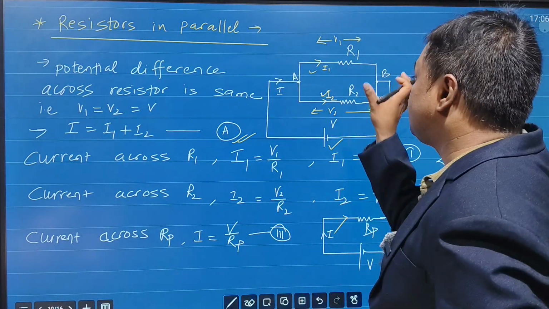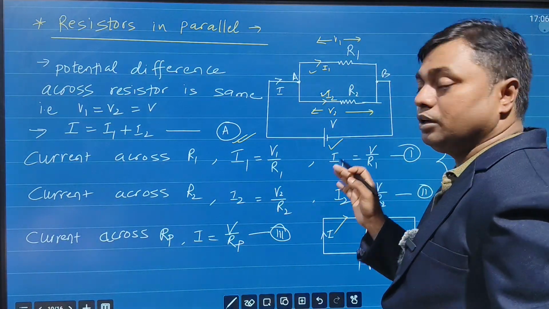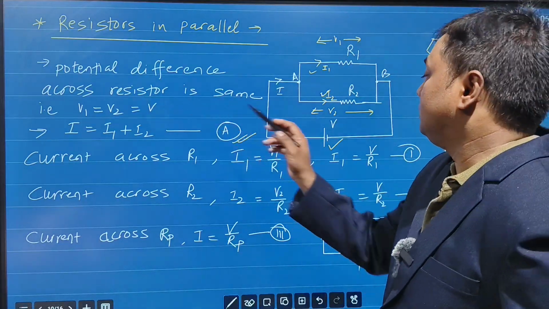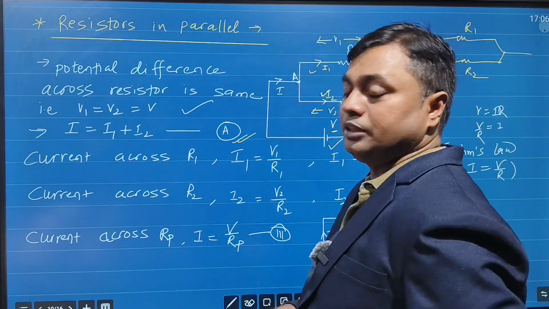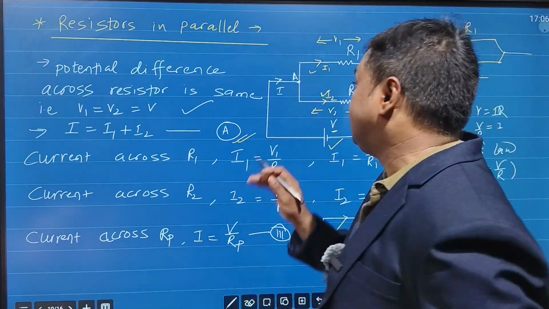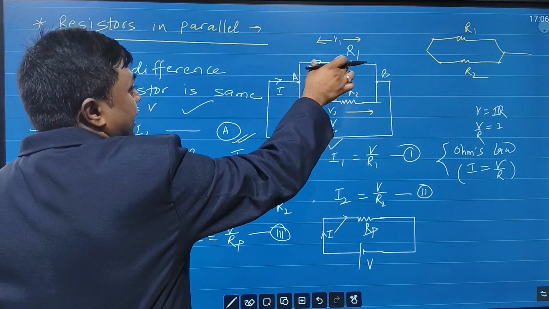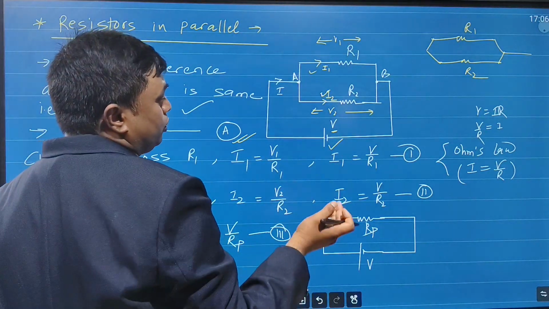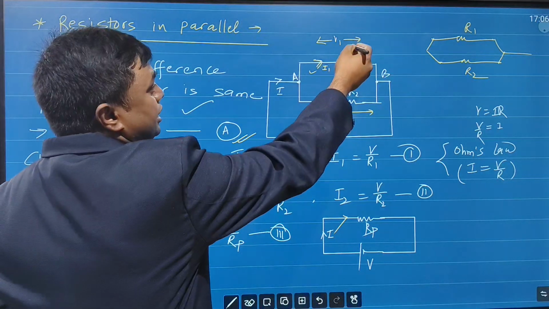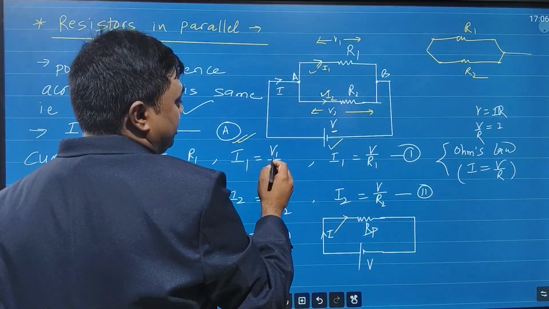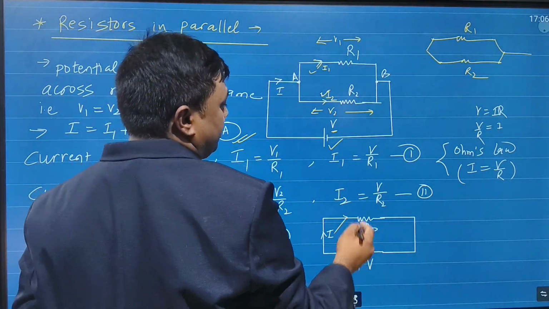And what you have to remember, potential difference across R1, R2 is the same. So that is equal to the V which is applied. So V1 is equal to V2 is equal to V. That you have to remember. Now what is the value of current which we are going to get through R1? By Ohm's law we know that I is equal to V by R, yes or no? So current through R1 is I1. I1 is equal to V1 by R1. Now what is V1? V1 is nothing but V. So V by R1. Can we write or not?